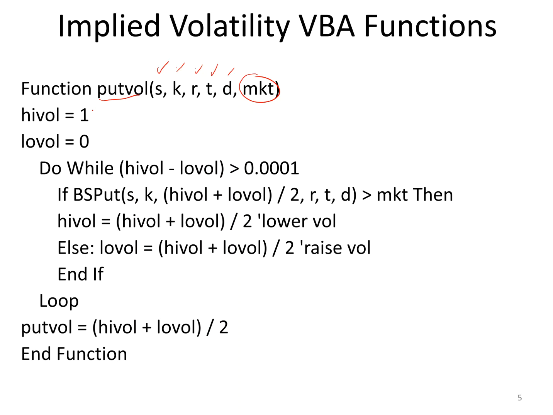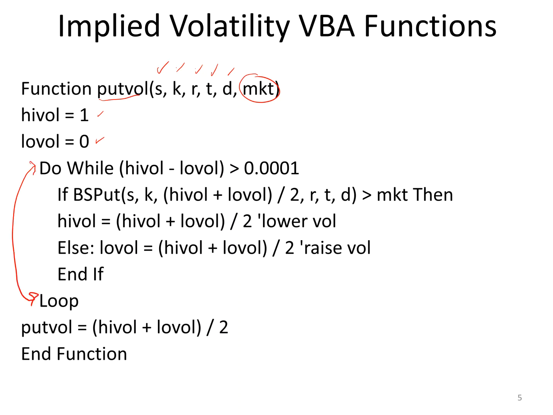We're going to say that high vol and low vol is going to be our range of possible implied volatilities. And I think they're between 0% and 100%. So I'm going to set up a range that the vol is going to be between 0 and 100%. So I said high vol equal to 1 and low vol equal to 0. And then I'm going to do a do-while loop. We haven't done a do-while loop.